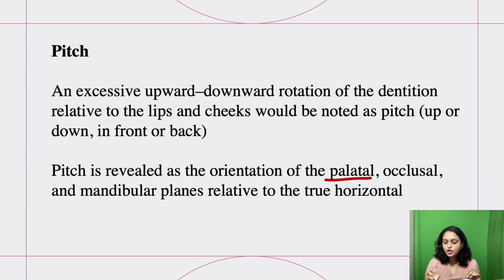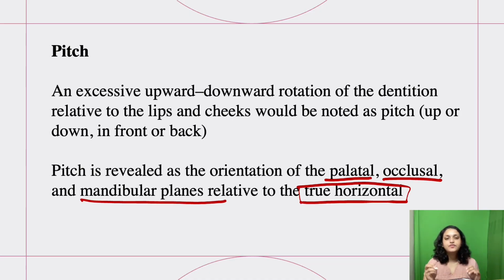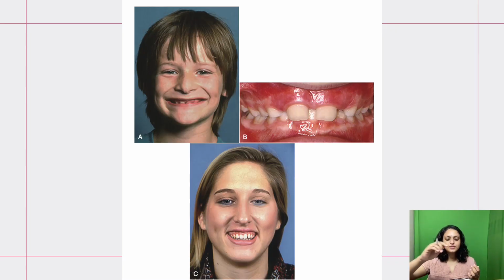So pitch is revealed when you see in a cephalometric radiograph, where you take the palatal plane, occlusal plane and mandibular plane in relation to the true horizontal plane. If these planes are either tipped up or down in relation to the true horizontal, then it is called a pitch. We'll see a small example.